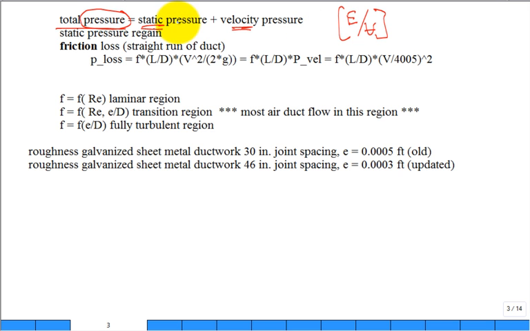Now, sometimes they have a design method and they'll talk about the static pressure regain, the static regain method for design. This is only for fast systems when the velocity pressure is appreciable. A lot of times we're in low velocity systems.